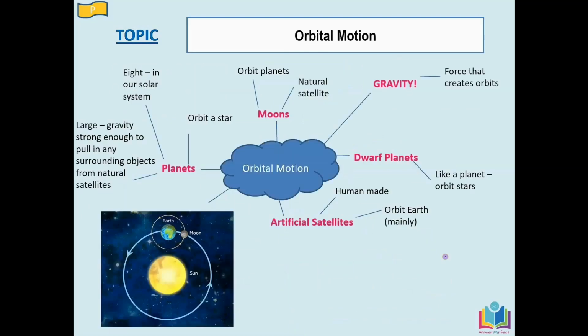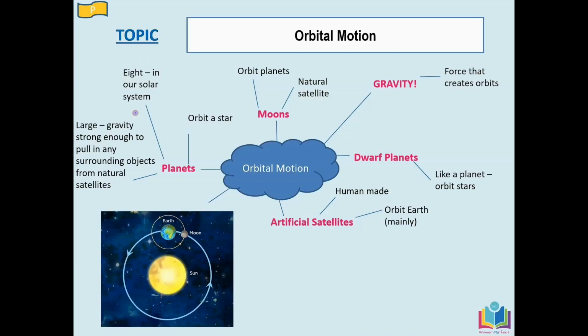So let's go on to orbital motion then. Just a quick recap of what we've discussed so far. Things go round the sun and we call that an orbit. Things go round a planet. That's called an orbit as well. So planets orbit a star. So here's Earth going round its orbit, and it's orbiting the star, which for us is the sun.